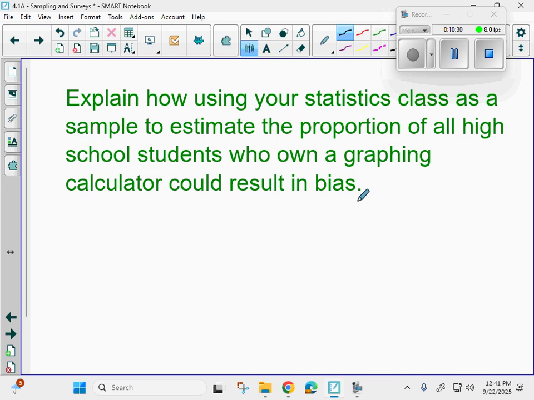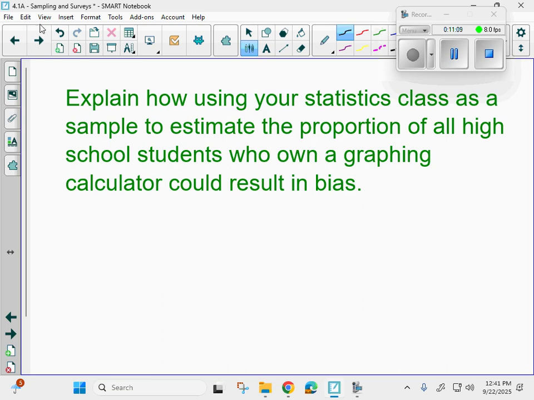So for example, explain how using your statistics class as a sample to estimate the proportion of all high school students who own a graphing calculator could lead to bias. So I'm like, hey, how many of you own a graphing calculator? And every single kid does. So then can I say, oh, 100% of Devlin's students have a graphing calculator? No. What kind of sample did I do? Convenience, because you're all located close. It was real easy for me to just ask you because you're right here. Convenience sample, and I got an overestimate because you all have calculators.